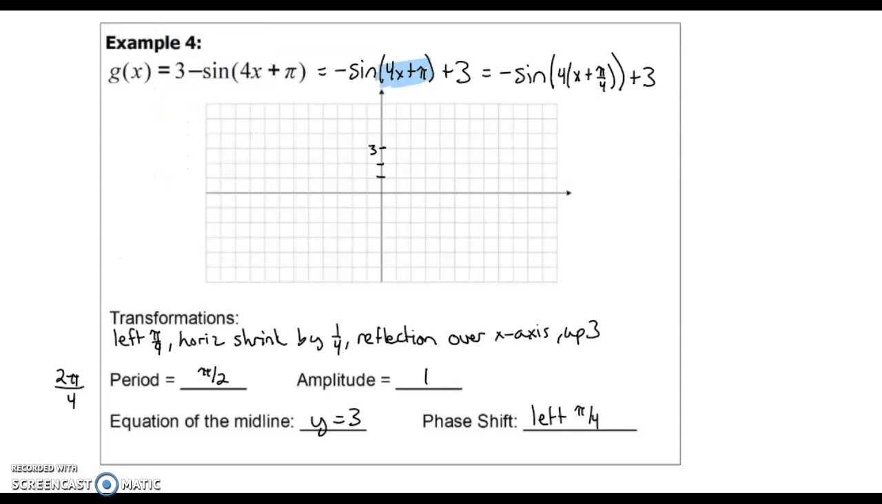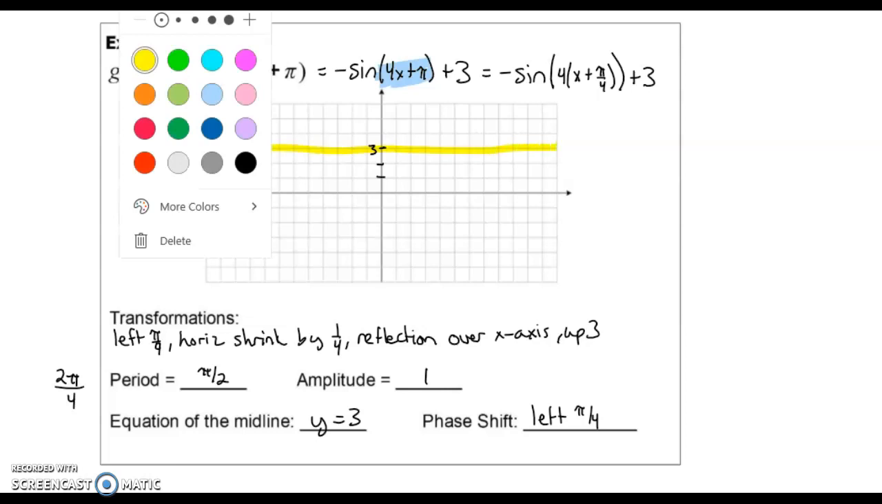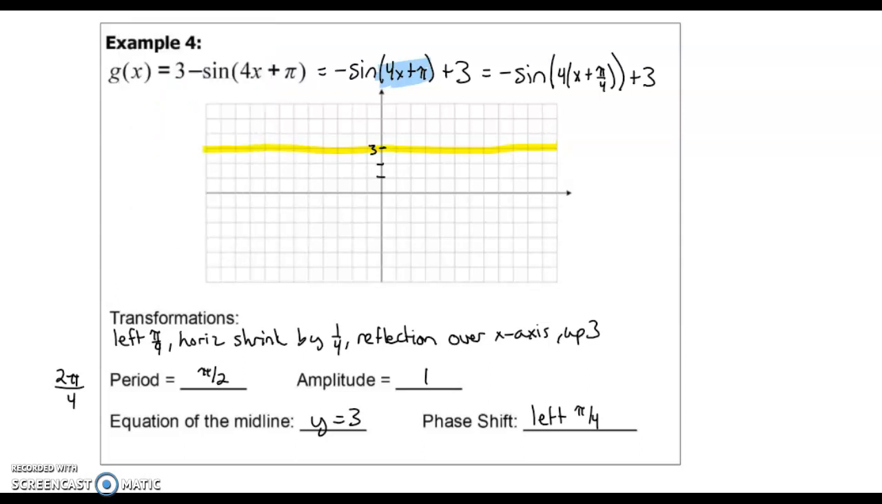We're going to have to label our x-axis also. I gave us blank graph paper on this one because I really wasn't sure what we needed. Okay, so up 3, and then our amplitude is 1. So it's going to go from 4 as its highest point down to 2. Okay, cool, that looks good.